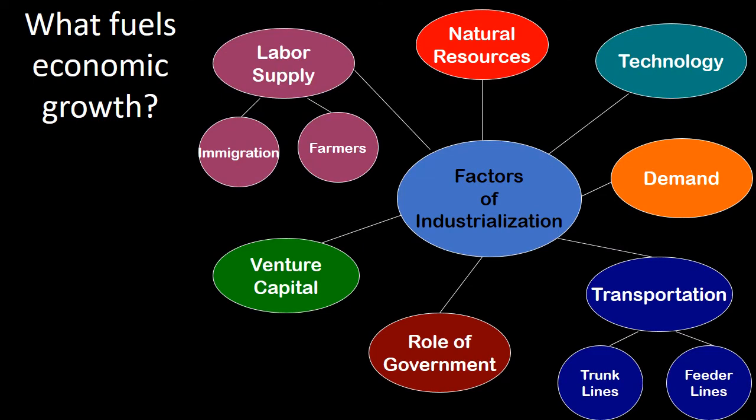Let's start with identifying the 7 factors that cause industrialization. The first is labor supply. There were 2 sources of labor. First were the farmers who moved to the city in search of jobs. They left because there were fewer opportunities on the farm because of new inventions that took their jobs. And the large influx of immigrants who came from Southern and Eastern Europe as well as East Asia. Immigrants provided a cheap source of labor.